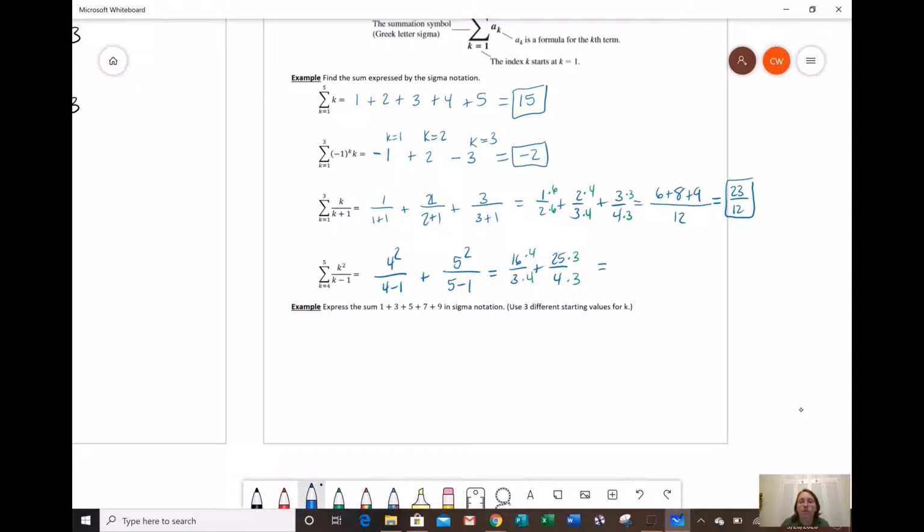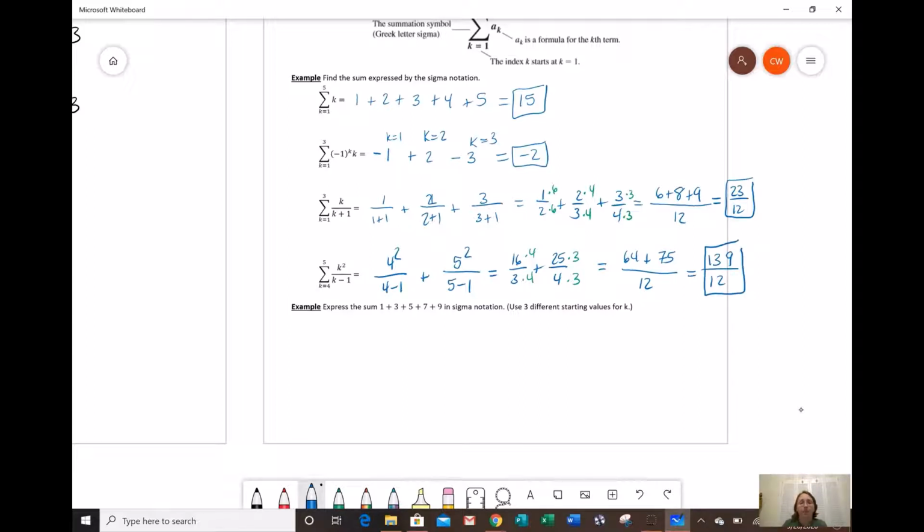So 16 times 4 is 64. 25 times 3 is 75. And they are over the common denominator of 12. So that would be a 9 and a 13. So 139 over 12. That does not reduce, so that would be the sum.